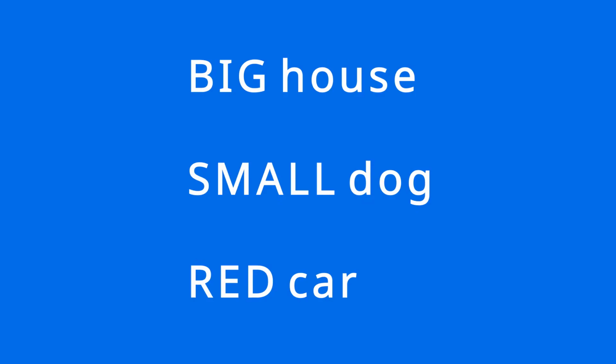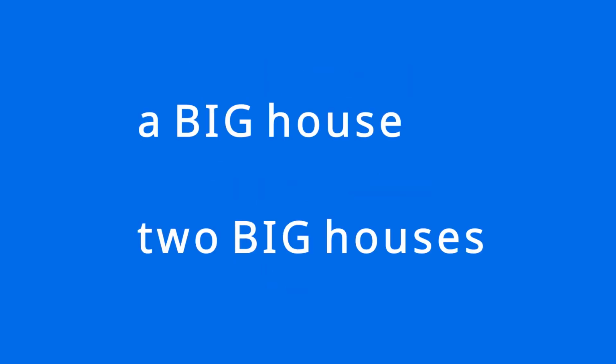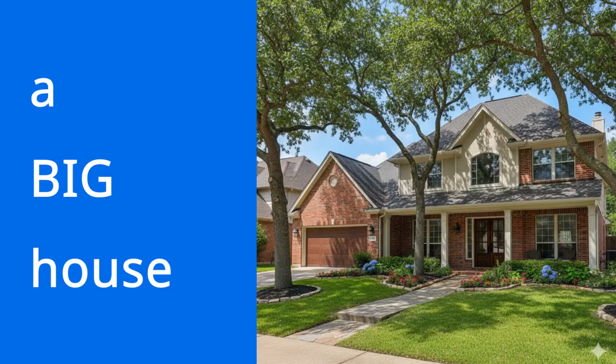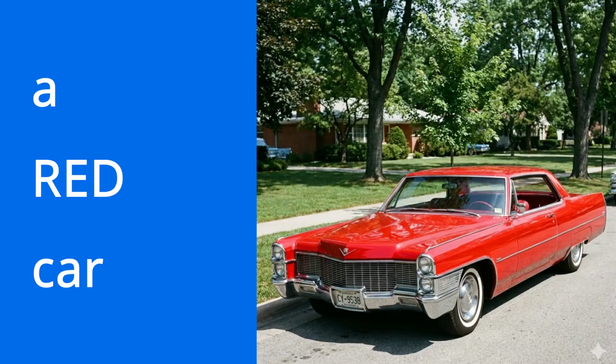In English, the describing word comes before the thing. Big house, small dog, red car. We don't change the describing word even if the words around it change. It stays the same. Let's look at these examples. A big house. Two big houses. The word big stays the same. At times, one describing word can be enough. A big house. A red car.